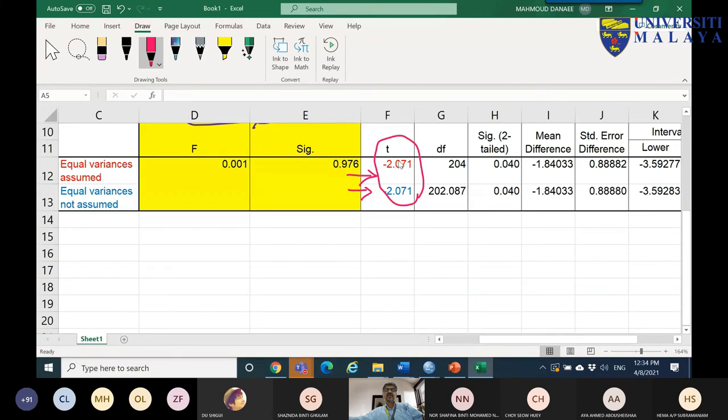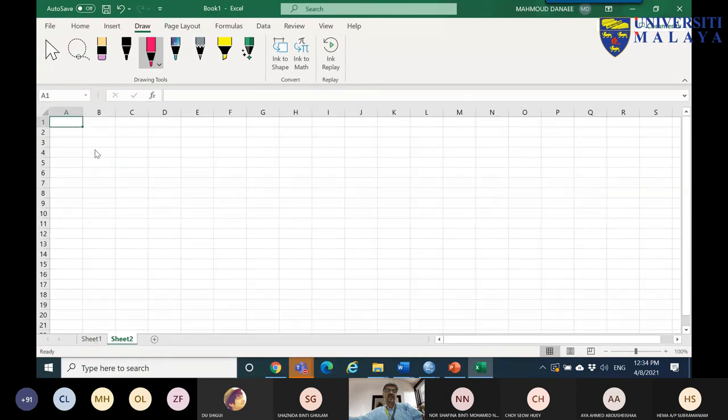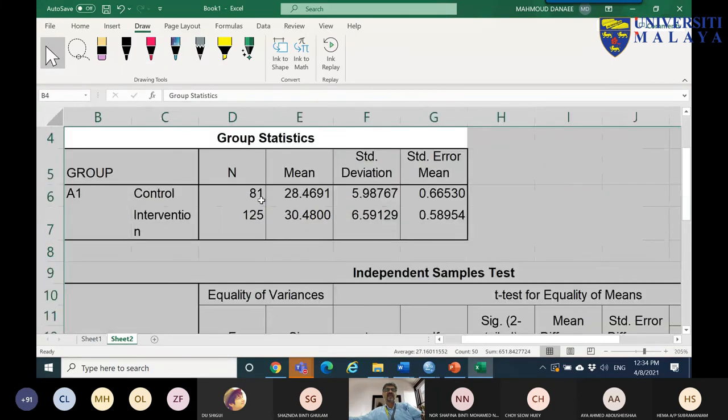In this study, both T and T prime are the same. That's why maybe you were confused because of that. Now, let me show you something else. Look at this study.